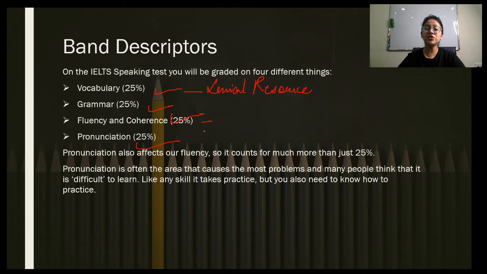And right now we reach the most important of all, pronunciation. Now, pronunciation also affects our fluency. So it counts for much more than just 25%, and that is something which is very important for you to know.